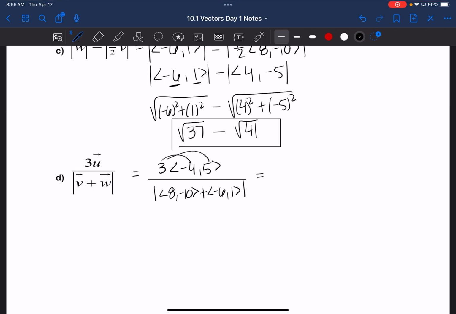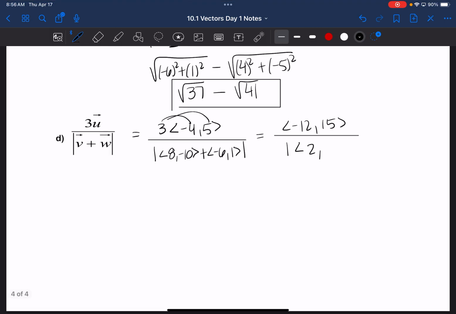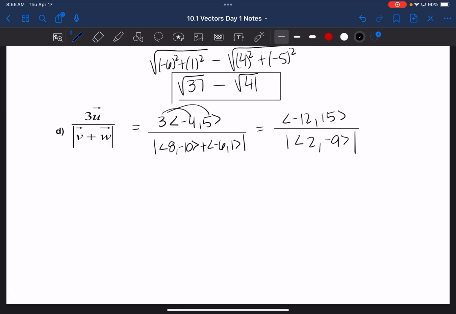All right, so in the top, I distribute. What's that going to give us? Good. All right, and in the bottom, we're going to add. So 8 and -6, 2, -10 and 1. Right. Okay, and then remember, it did have those magnitude bars around the denominator. So I do need to find the magnitude or the distance of the bottom only. Okay, so this would actually mean I'm doing 2 squared plus negative 9 squared under that square root, right?